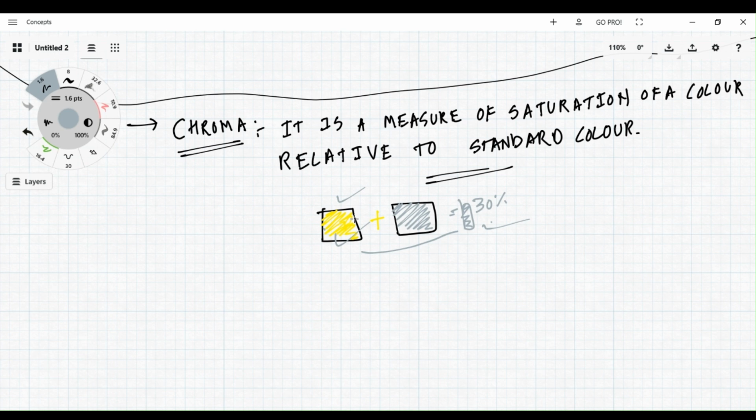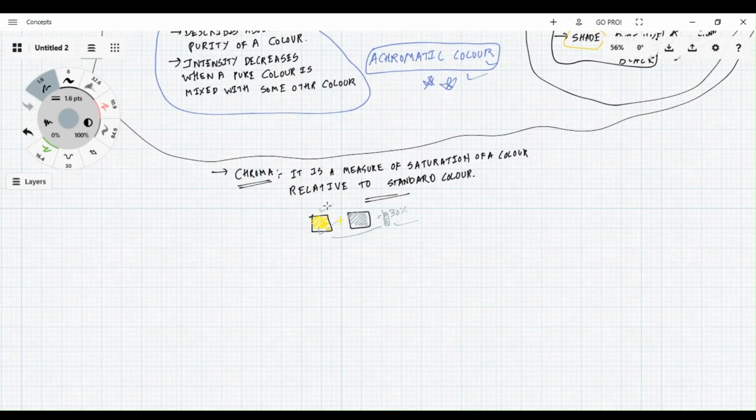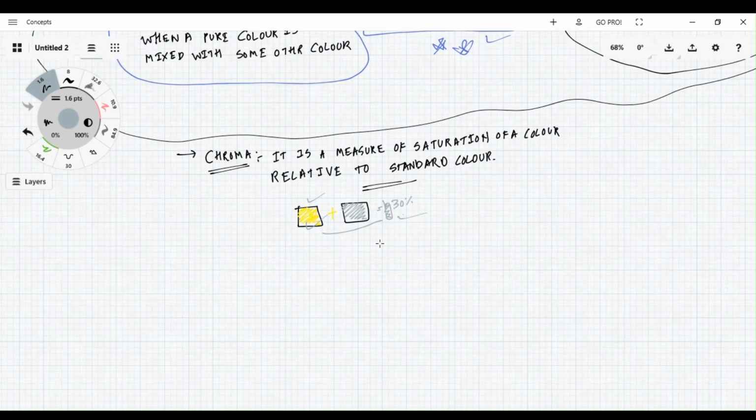It is similar to saturation, but it is not affected by the lightness or darkness of a color. Remember the definition: chroma is the measure of the saturation of a color. Suppose you get a question: how is the saturation of a color measured, or with what term do you measure the saturation of a color? Then you should answer chroma. So this is one more term we have covered today, guys.